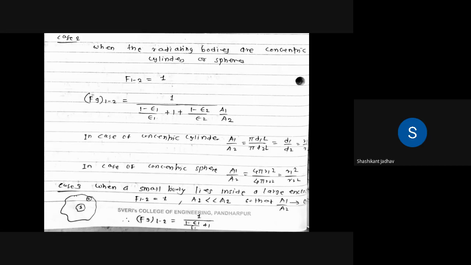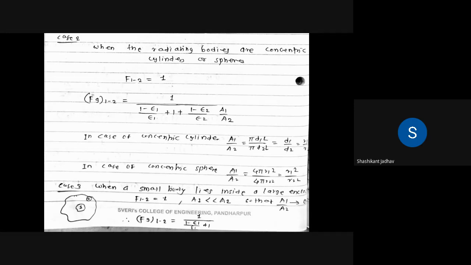So A1 by A2 is nothing but R1 by R2 for the concentric cylinder, and for the concentric sphere, A1 by A2 is R1 square by R2 square. Okay, so this is the case number 2. Then write down case number 3.